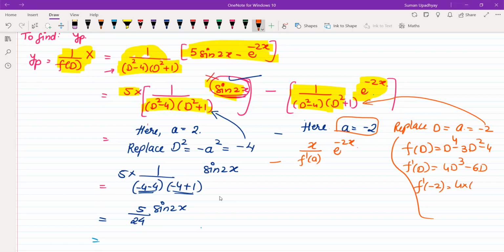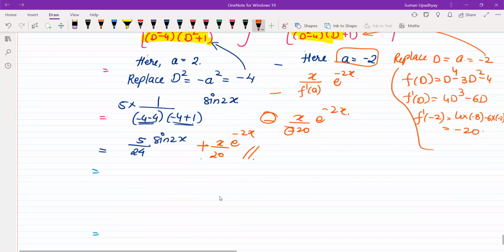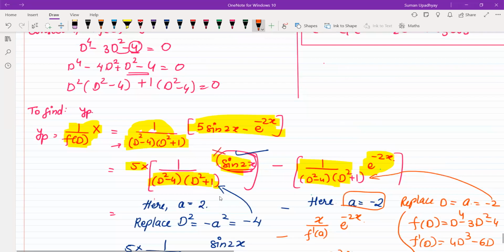So how much will this come? It is minus 20. So what will the answer be? x upon minus 20 into e raised to minus 2x. This minus will become plus. So the answer is plus x upon 20 e raised to minus 2x. Did you understand how we found the particular integral? Now the particular integral is done, the complementary is found. Now add both.